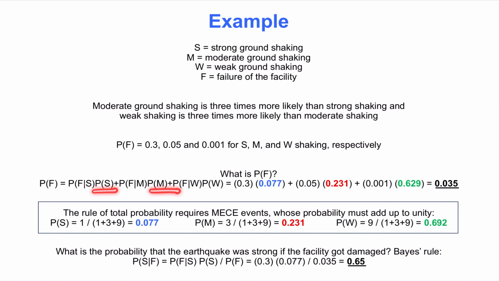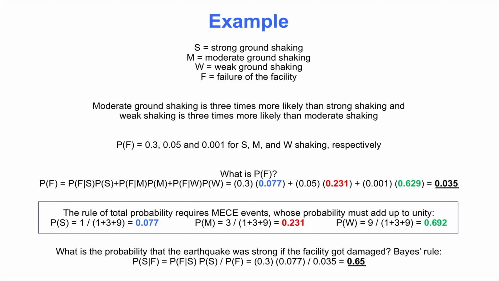That is ensured by the calculations inside the framed box on this slide. Notice how the information about the relative likelihood of different types of shaking is used in order to normalize the probabilities so that they sum to 1. The individual probabilities are shown with blue, red, and green colors. After evaluating the rule of total probability, we find that there is a 3.5% chance that the facility will fail, considering all possible shaking intensities.